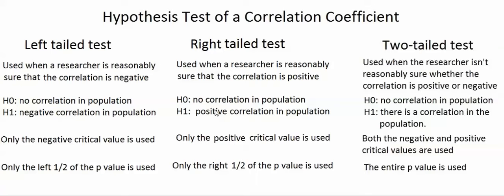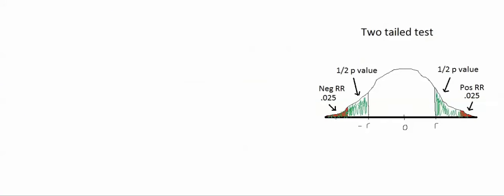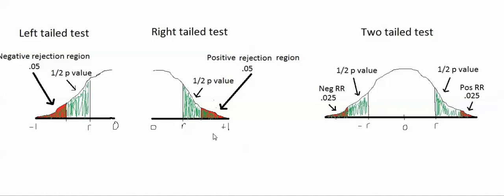And in a right-tailed test, only the positive critical value is used, and only the right one-half of the p-value is used. So let's take a look at what that would look like. In a right-tailed test, the researcher is reasonably sure that the outcome, meaning the sample correlation coefficient, will land somewhere between 0 and positive 1 in this area. And the researcher looks up the positive critical value from the table and uses it right here.